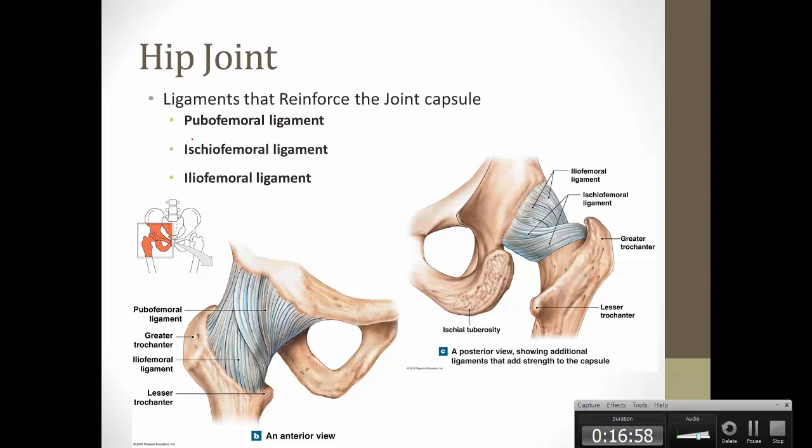We have also a few other ligaments. We have the pubofemoral, the ischiofemoral, and the iliofemoral. As we know, the hip bone is made of three different bones: the first one is called ilium, the second one is called pubis, and the last one is called the ischium. So every one of these has a ligament that goes to contact or attach to the femur. So we have pubo, ischio, and iliofemoral ligaments.